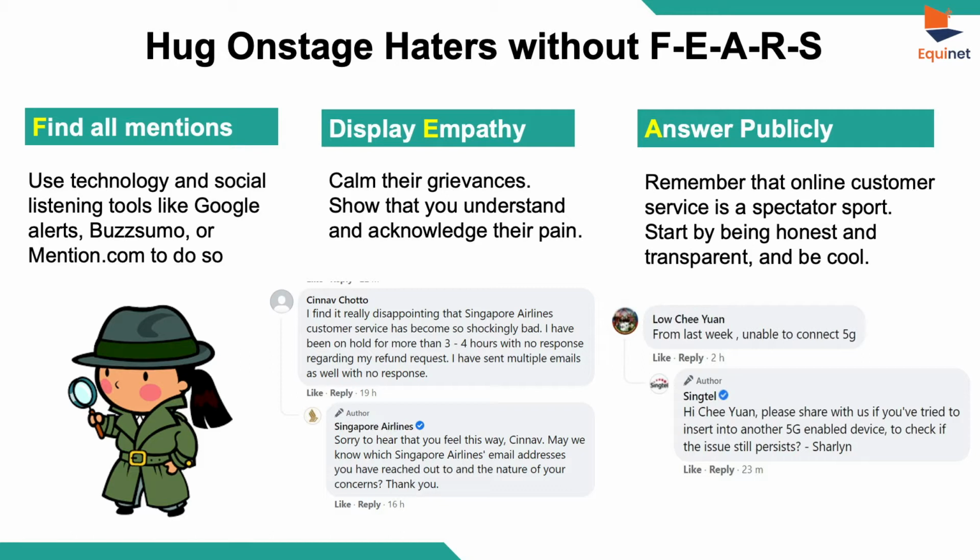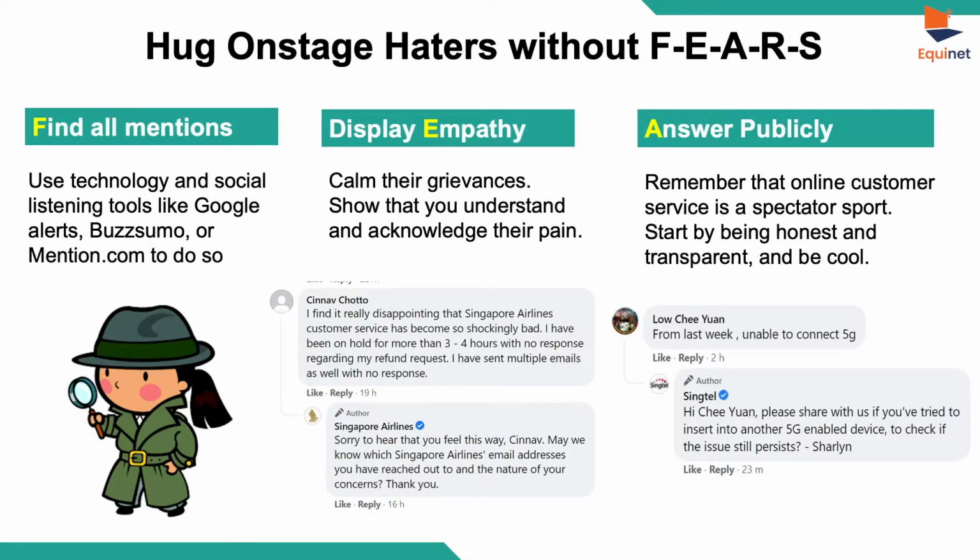In this case, you should use social listening tools like Google Alerts, BuzzSumo, or Mention.com to keep track of any mentions of your brand that may be made online. When you are aware of those mentions, especially negative ones, you can then move on to the next step, display empathy. If the customer is aggrieved or frustrated with your brand, whether it's towards the quality of your product or the interface of your website, you should show genuine empathy. When you show that you care, understand, and acknowledge them, you calm their grievances. These can lead to a more favorable outcome.